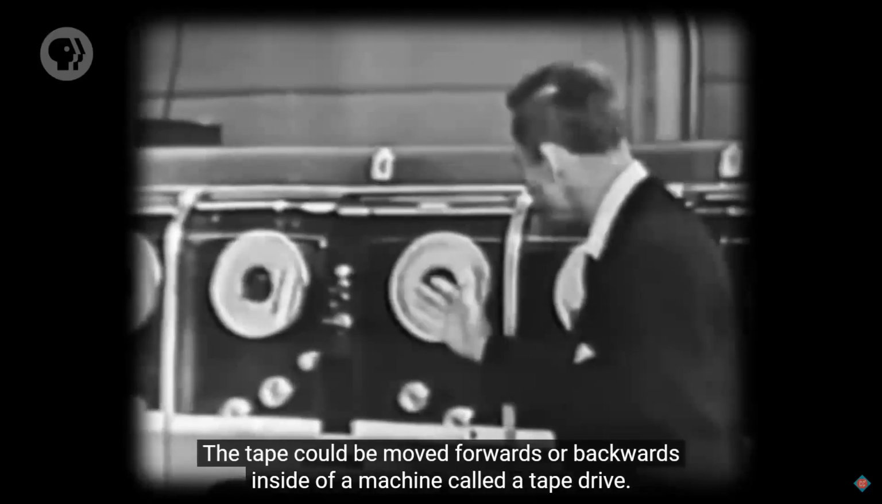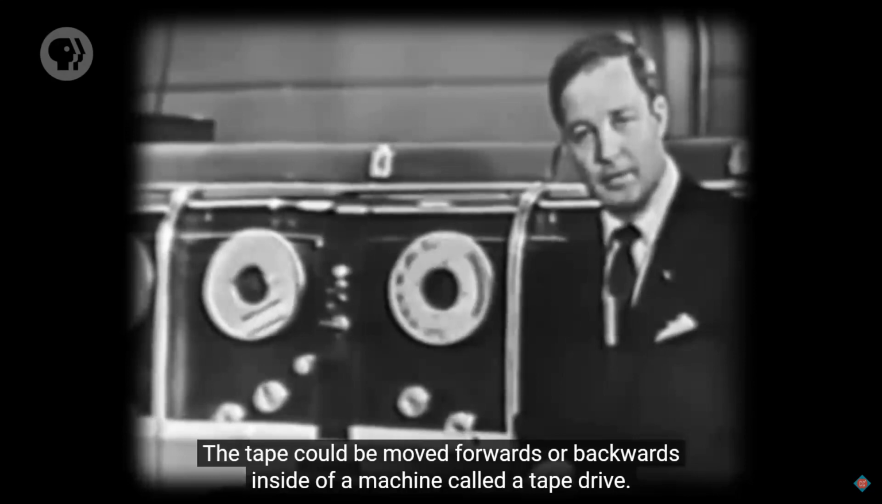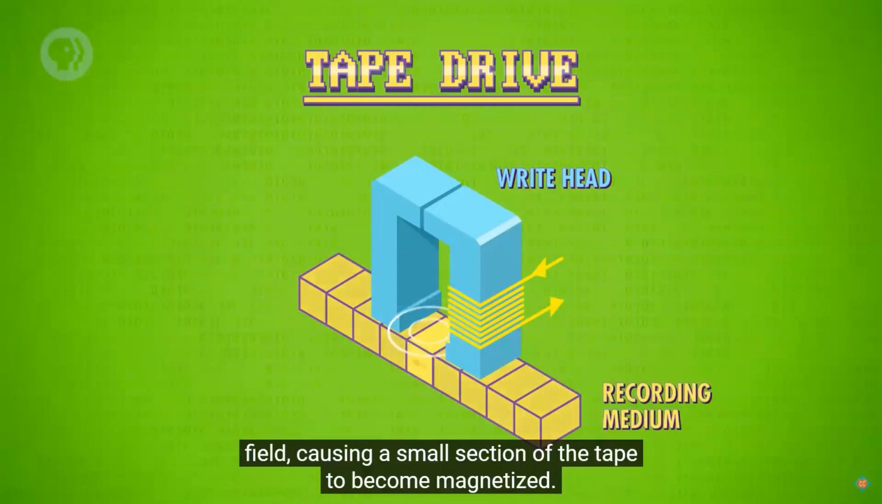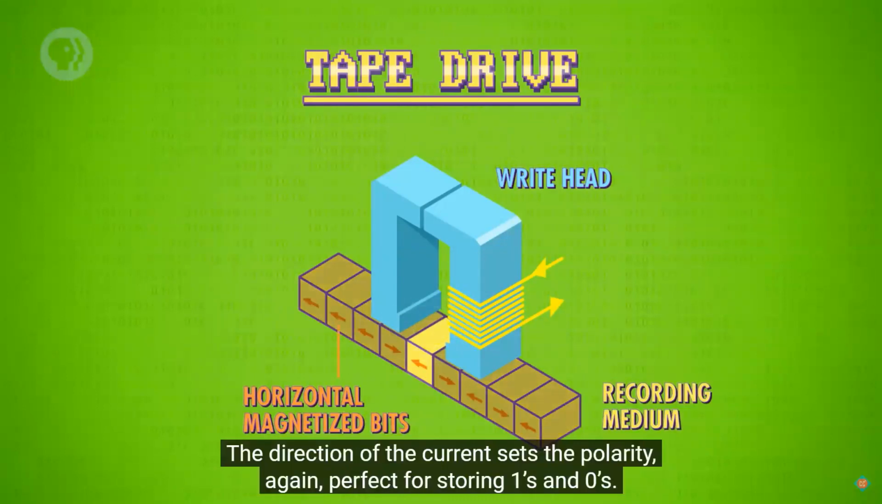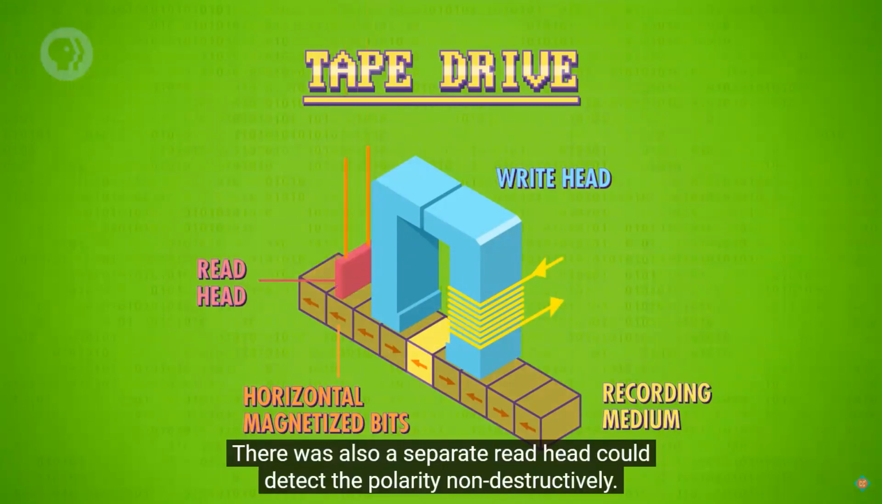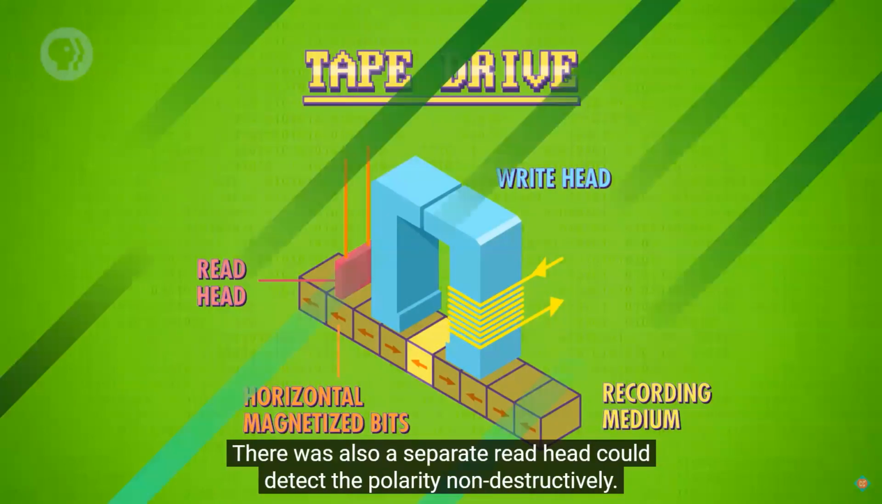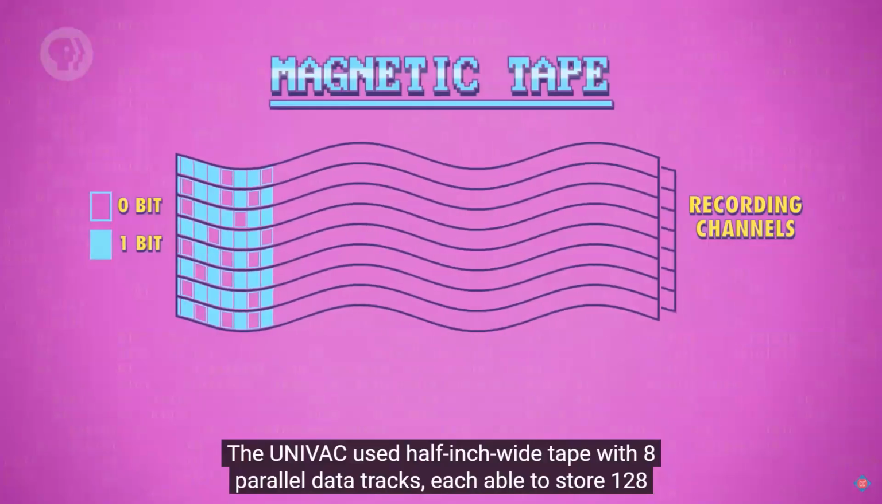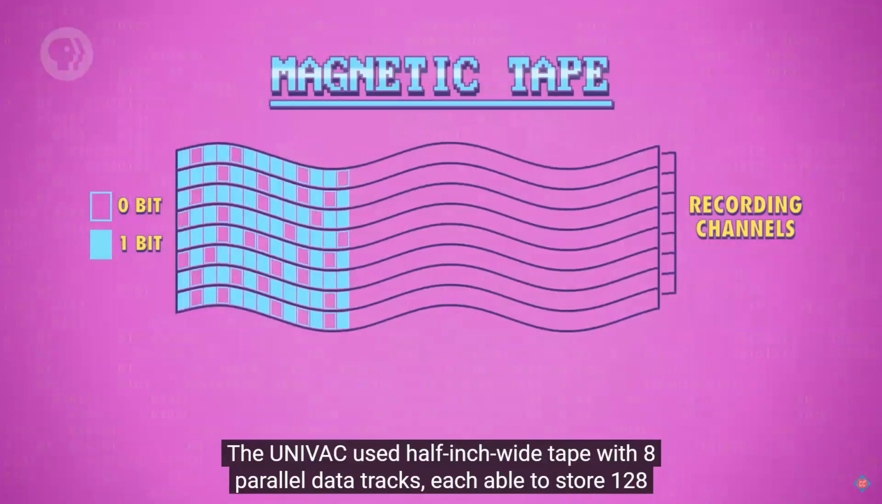The tape could be moved forwards or backwards inside of a machine called a tape drive. Inside is a write head which passes current through a wound wire to generate an magnetic field, causing a small section of the tape to become magnetized. The direction of the current sets the polarity, again perfect for storing ones and zeros. There was also a separate read head that could detect the polarity non-destructively. The UNIVAC used half-inch wide tape with 8 parallel data tracks, each able to store 128 bits of data per inch.